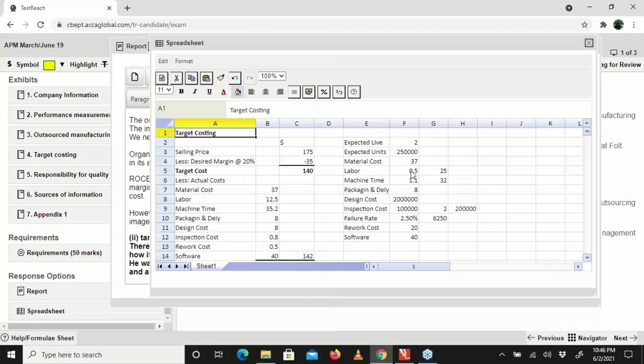So if you could see, the labor cost is half an hour per unit, 25 is the rate per hour. So this labor cost is going to be this half multiplied by 25. Then you've got this machine time, which is machine time multiplied by rate. Somebody is asking me how the margin has been established. Margin is simply profit on sale. The selling price is to be 175. If you want to earn 20% on it, it's going to be multiplied by 20. The target cost is 140.